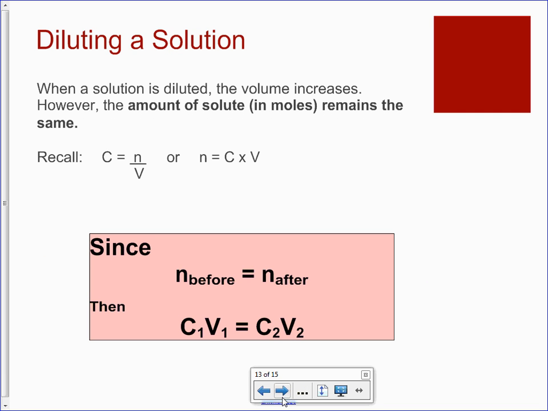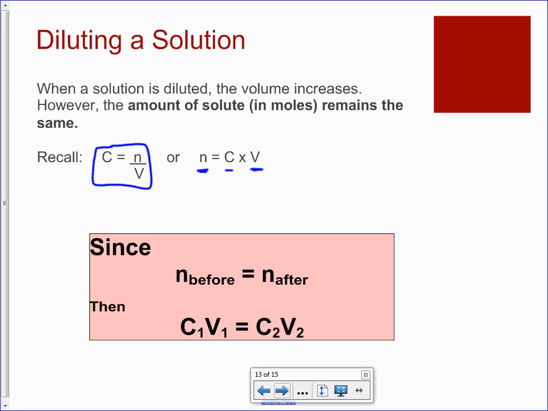So now, when a solution is diluted, the volume will increase. However, the amount in moles remains the same, as we discussed. So we'll bring back into play our formula of concentration is equal to moles divided by volume. Or if we rearrange it, we have number of moles is equal to concentration times volume.